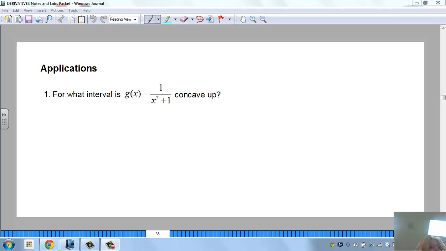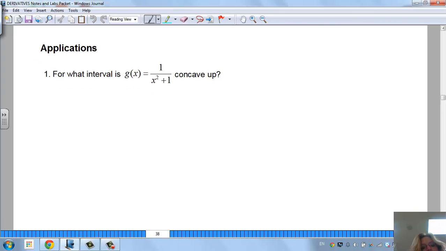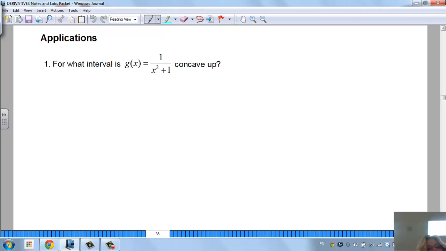Well, hello. I wanted to do some applications now for the product and the quotient rule. They're both of them going to look like quotients, but these are really good application problems for you to look at. And here I have this function, g of x. It's 1 over x squared plus 1, and I want to know when it's concave up. Okay? So remember we talked about concavity is your second derivative. So I basically want to know when g double prime of x is positive or greater than 0.